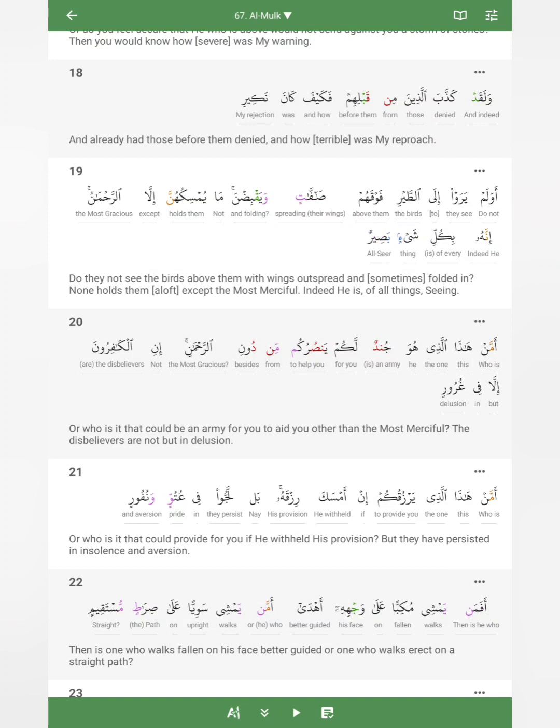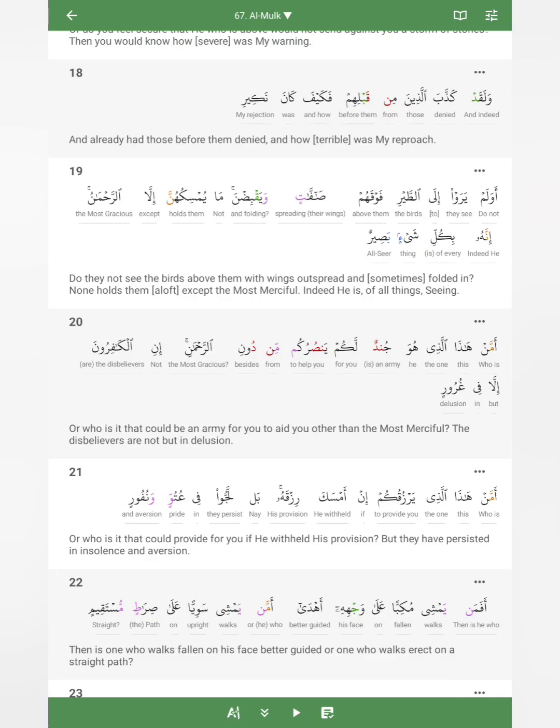Today, when you go outside and you see birds flying in the sky, I want you to think about this ayah. Every time you look at the birds in the sky, I want you to think about this ayah and remember what Allah Ta'ala is saying. أَوَلَمْ يَرَوْا إِلَى الطَّيْرِ فَوْقَهُمْ. Do they not see the birds in the sky above them? صَافَّاتٍ, that means they are spreading their wings. They spread their wings and they contract them. وَيَقْبِضْنَ, and they fold them. So they open and they close.